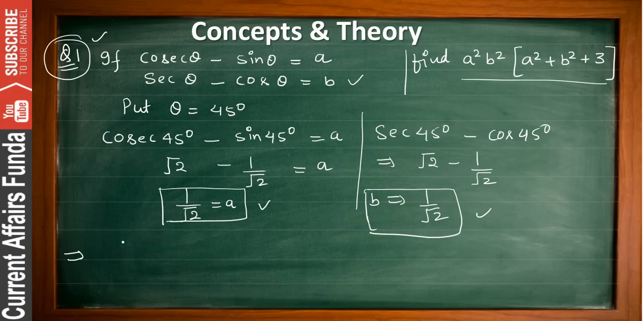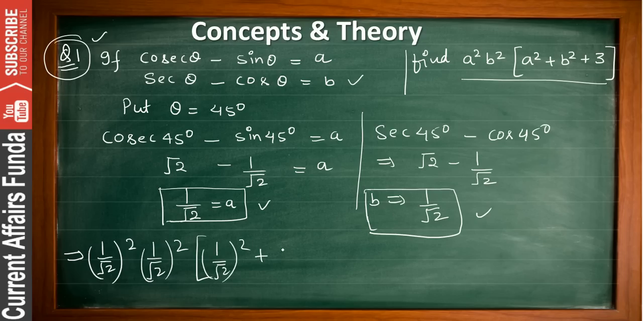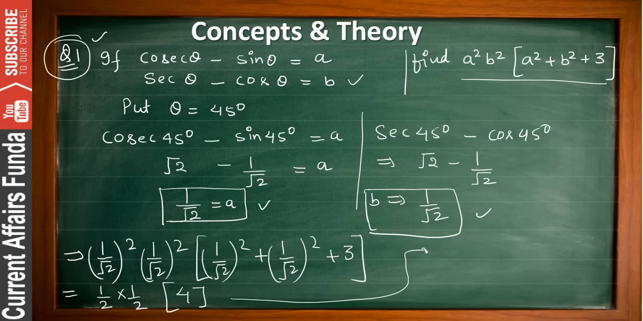So what this equation implies: a square, that means 1 by root 2 square, into b square, that means again 1 by root 2 square, under bracket a square, that means 1 by root 2 whole square, plus b square, and plus 3. Okay, so 1 by root 2 square, that means half. You will get exactly from here that it will be 1 by 2. And friends, it will be again 1 by 2 under bracket, it will be half plus half, it will be half and half 1, 1 plus 3, it will be 4. So friends, I am forwarding this calculation here.